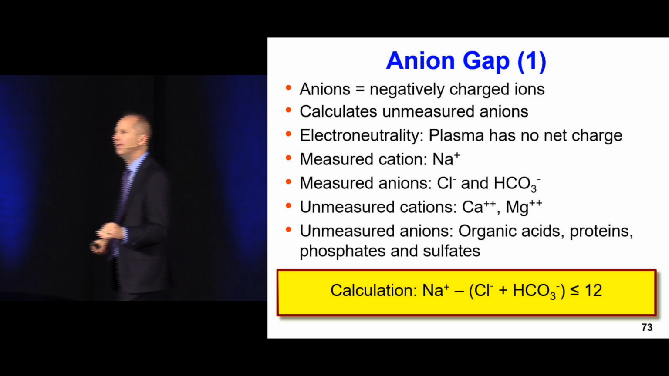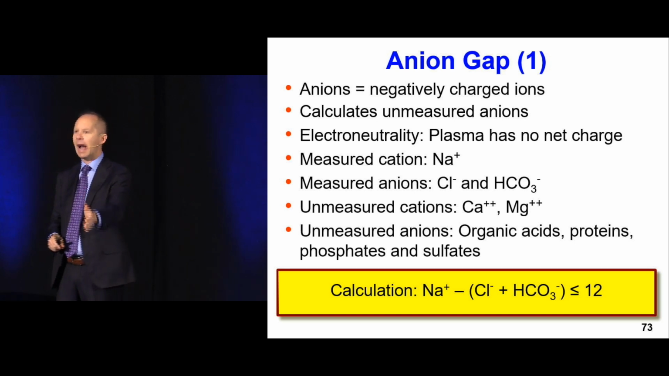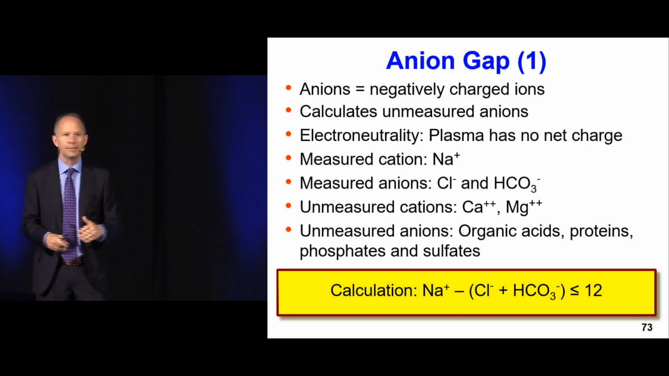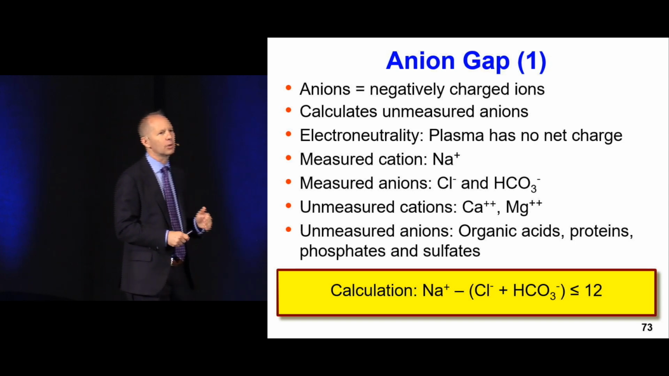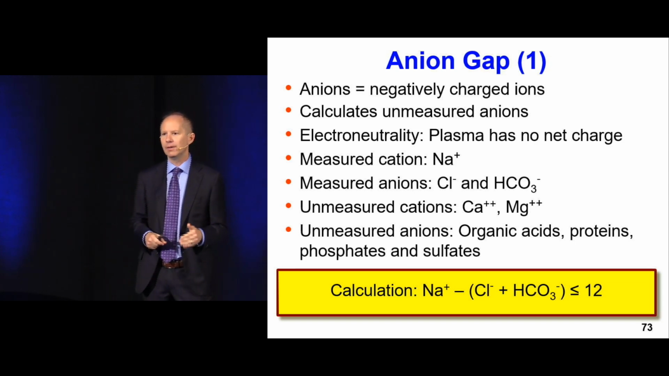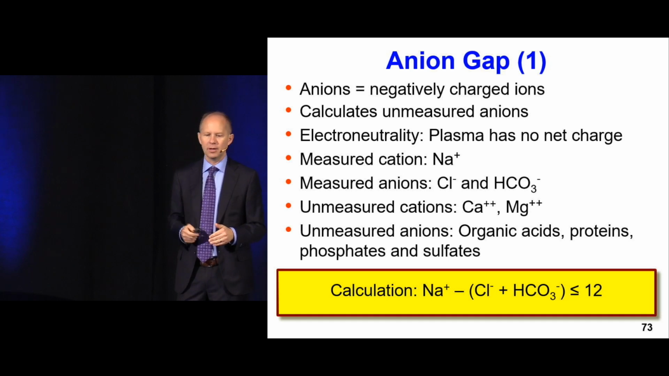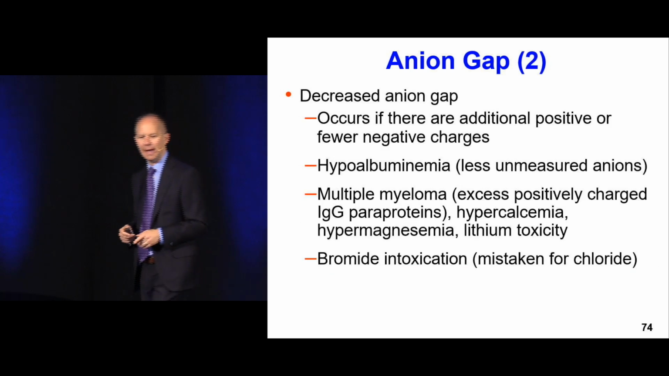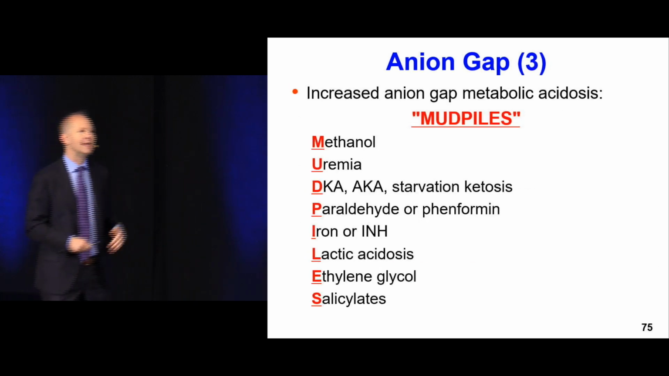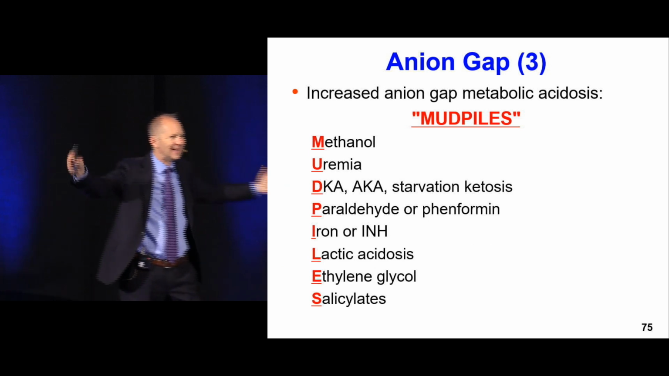If you ever see a negative anion gap, that chloride is so high that it's even more than the sodium. Negative anion gap, it's not really chloride, it's probably bromide, Br negative, and the machine's just reporting it out. So bromide intoxication, negative anion gap. Okay, now we've got to move to all the things that cause an elevated anion gap.